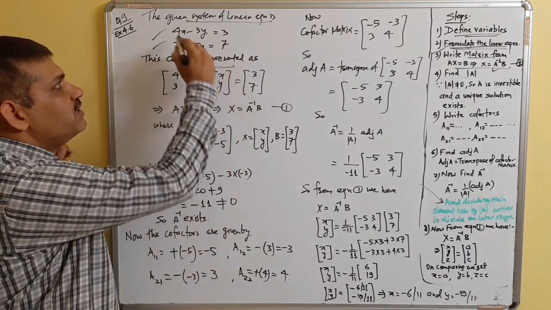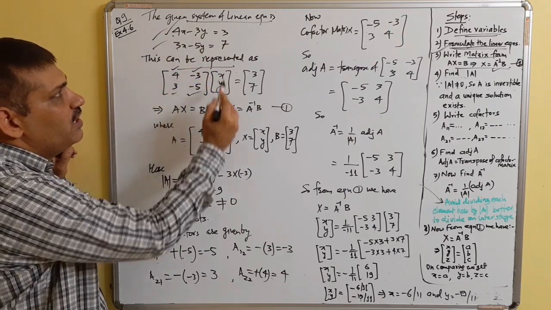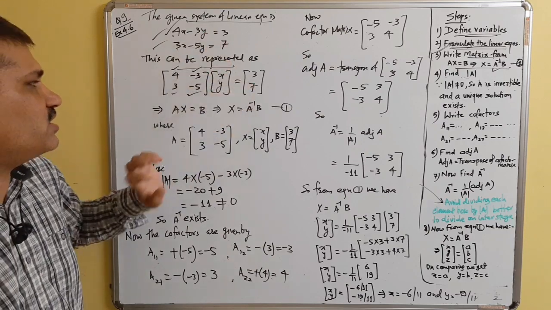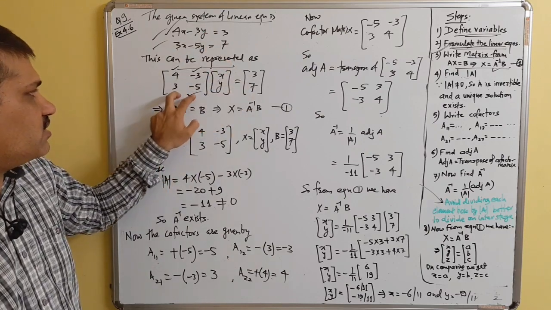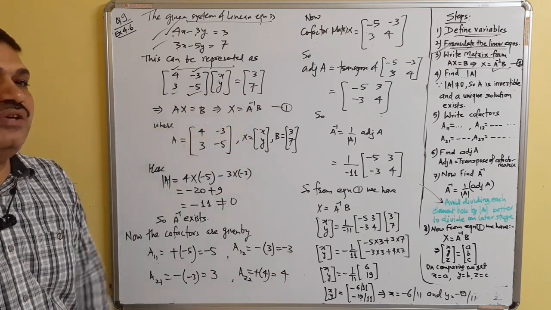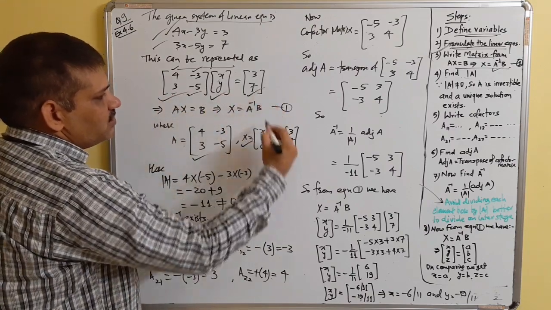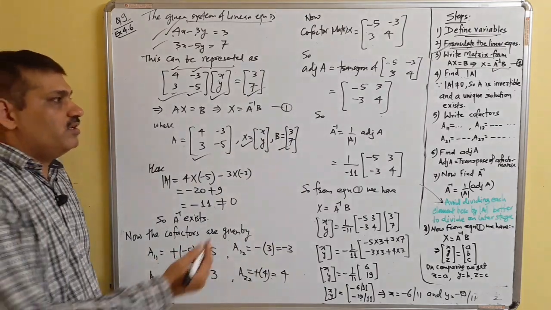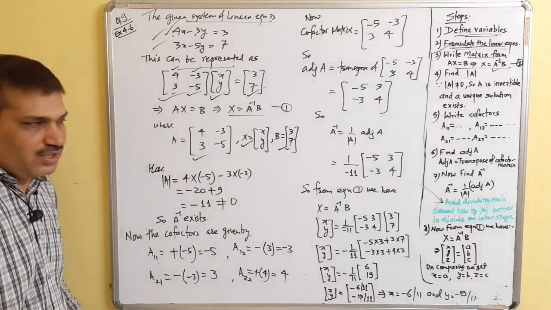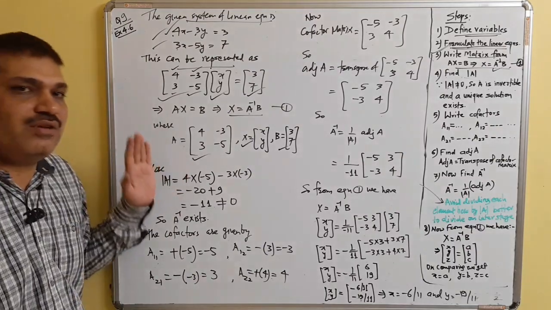So this can be represented with the coefficient matrix 4 minus 3, 3 minus 5. The column matrix of variables is x, y, and the column matrix of constants is 3, 7. This is taken as A, this one is X, and this one is B. So AX is equal to B, which gives us X is equal to A inverse B, where A is this matrix, and this is the capital X, and this is capital B. Now X is equal to A inverse B, that is, we need 1 upon determinant A times adjoint A. So first of all, we find determinant of A. If it is non-zero, then only we proceed.